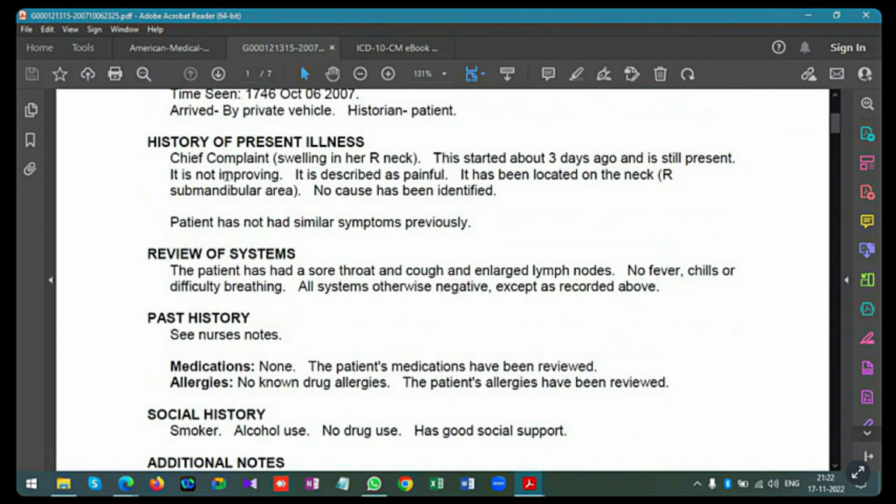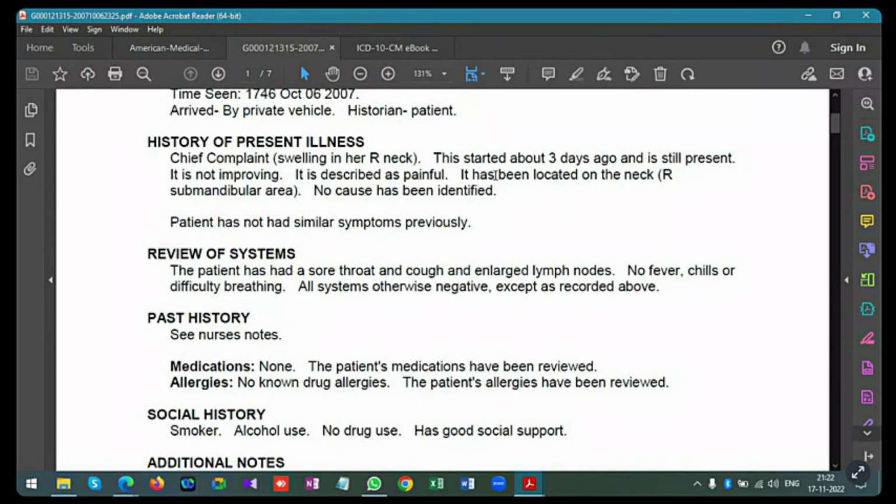When you look into the chief complaint here, you will be having the swelling in the right neck. And next to this, this we will be calling as reason for visit. Means what is the reason that made you come to the hospital. So that is your reason for visit. That is your chief complaint. And next to that, you will be having some 2 to 3 sentences in the HPI.